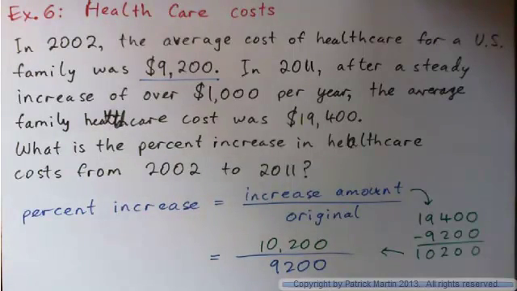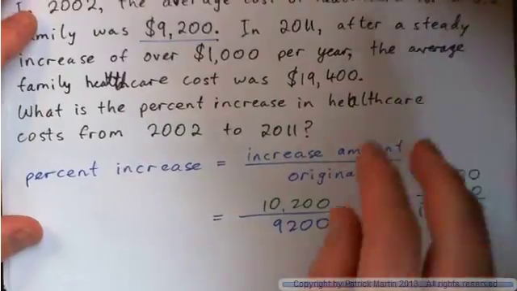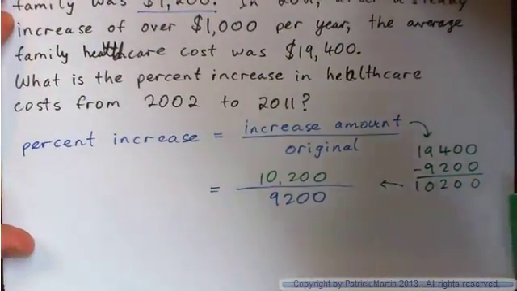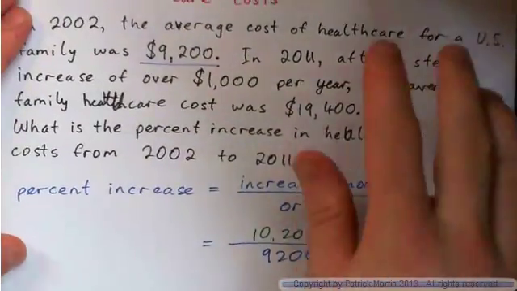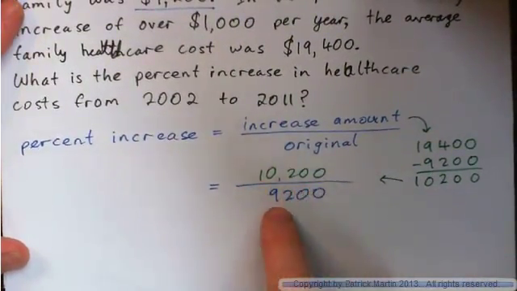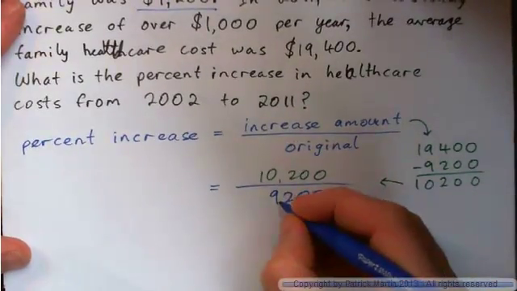It increased by $10,200. The interesting thing is that there was no particular year where it jumped in price. It's a little bit over $1,000 every year. That's how it increased. It didn't matter who the politicians were or what the events of the world were. Every year was just a little over 1,000 a year. Interesting. All right. So 10,200 over 9,200.